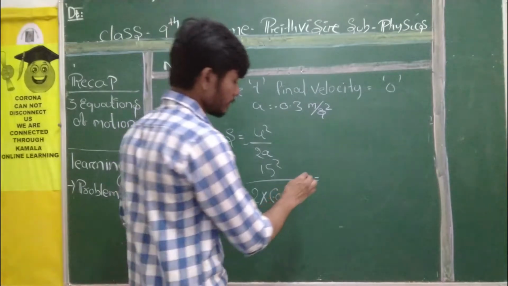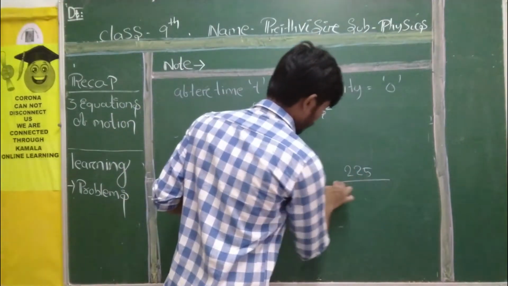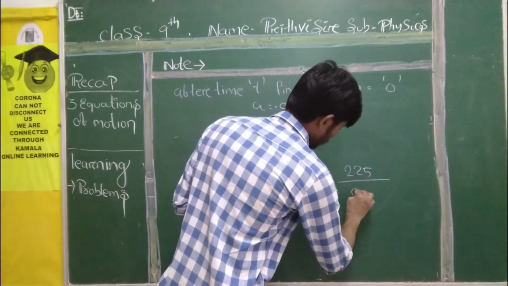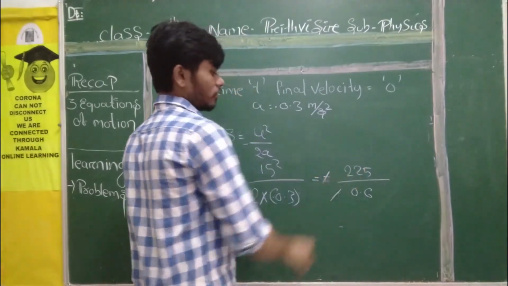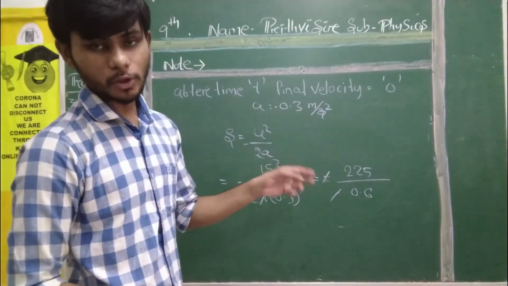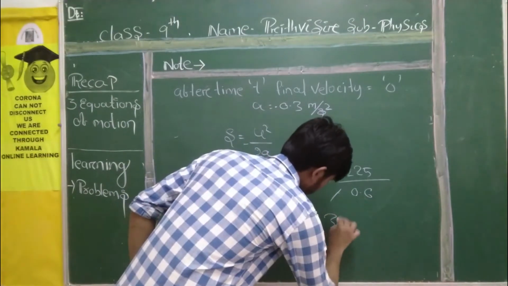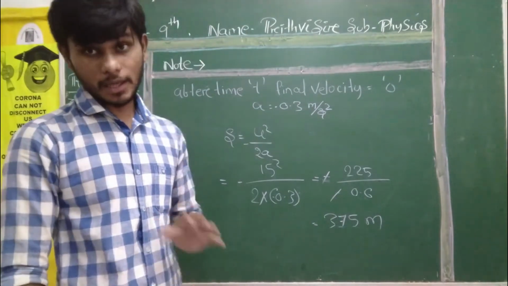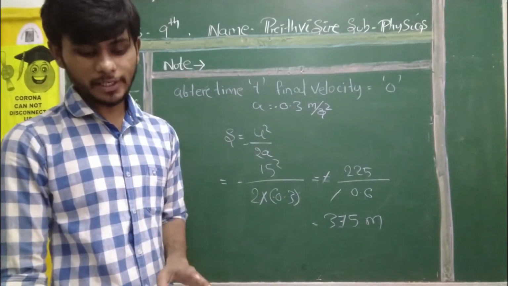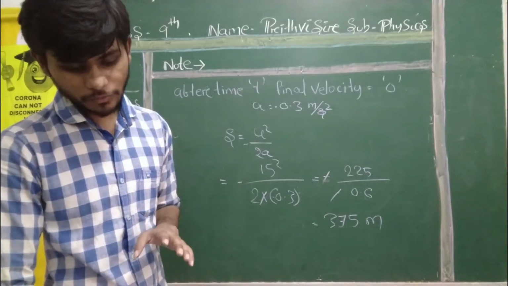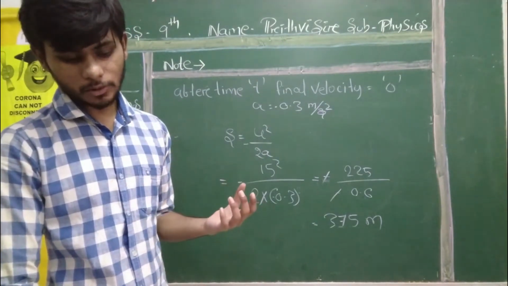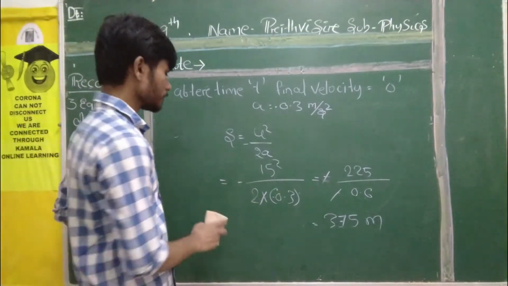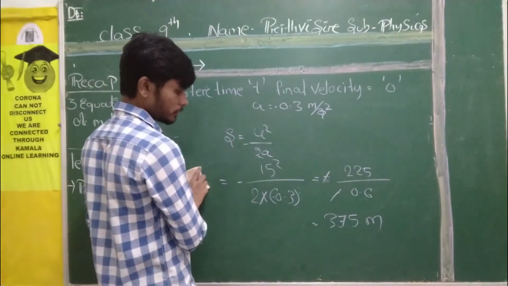15 square is 225, and here it is minus already and the other is also minus, so it is minus 0.6. The minus cancels. Now 225 by 0.6, and the answer we will get is 375 meter. Now the question is, thus in 1 minute after the application of brakes, the locomotive will be at a distance L minus S, that is 25 meter from the signal line. Now we got S is equal to 375.